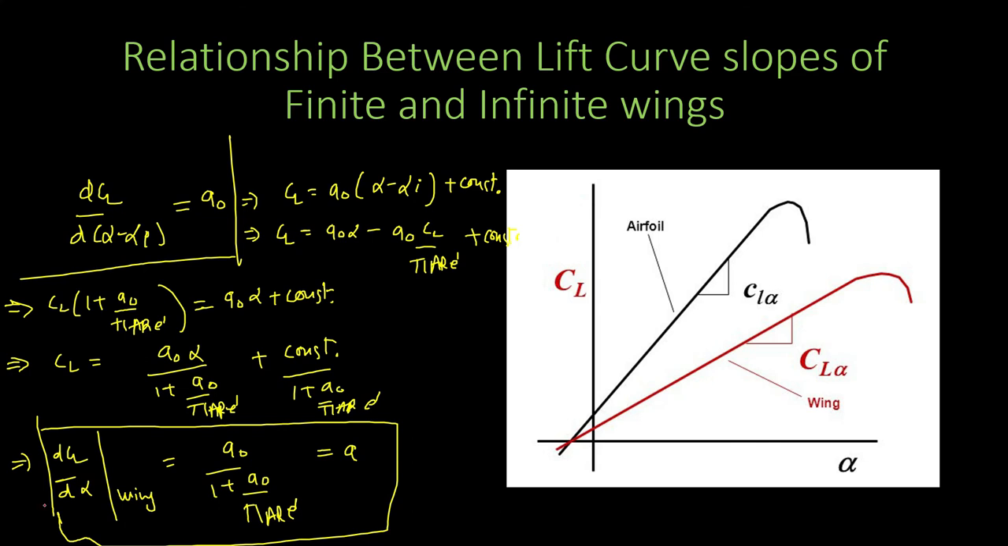From this relationship we can make out that as the aspect ratio increases, the slope of the CL alpha curve also increases and it tries to reach the slope of the airfoil. For infinite aspect ratio, this term becomes 0 and we'll have the same slope for the wing as well as the airfoil.